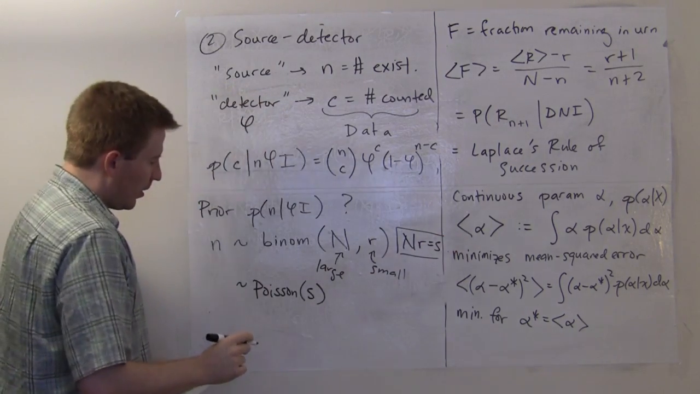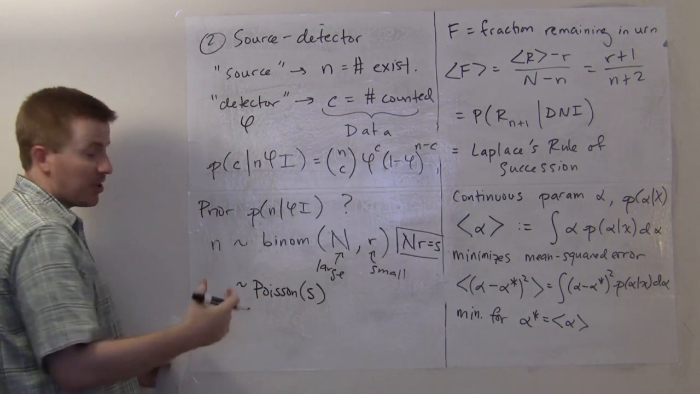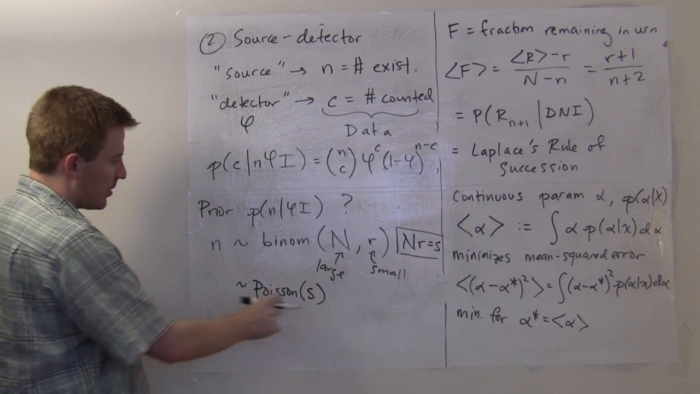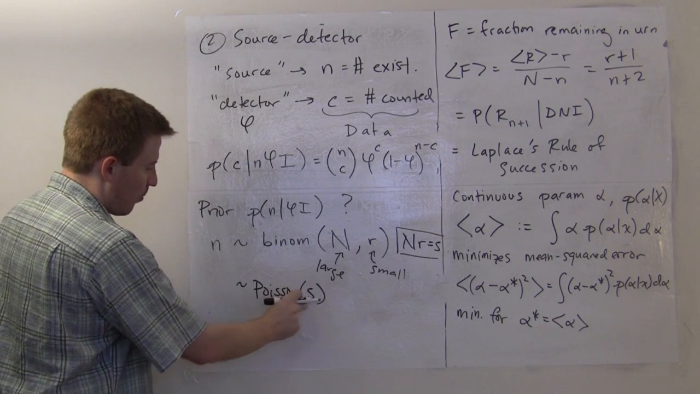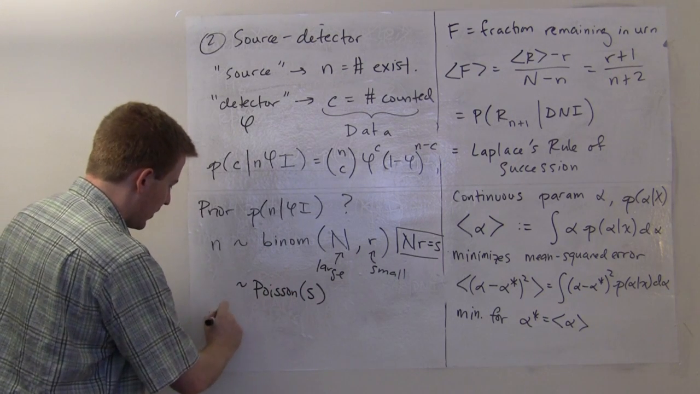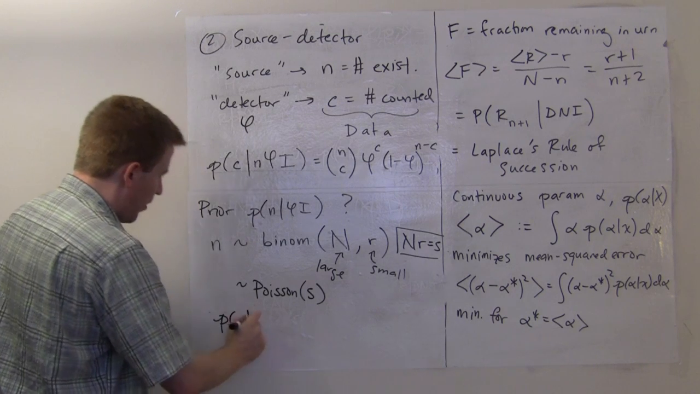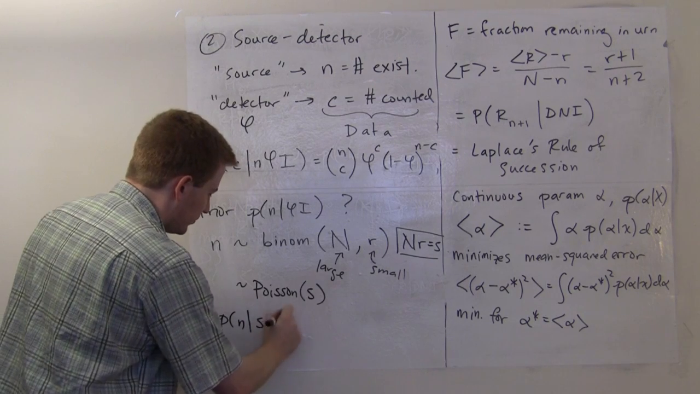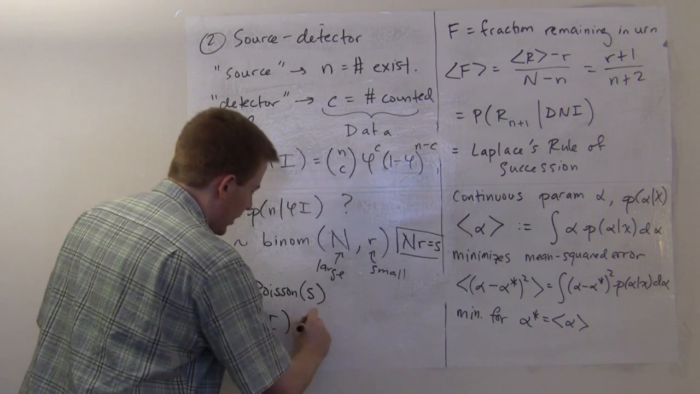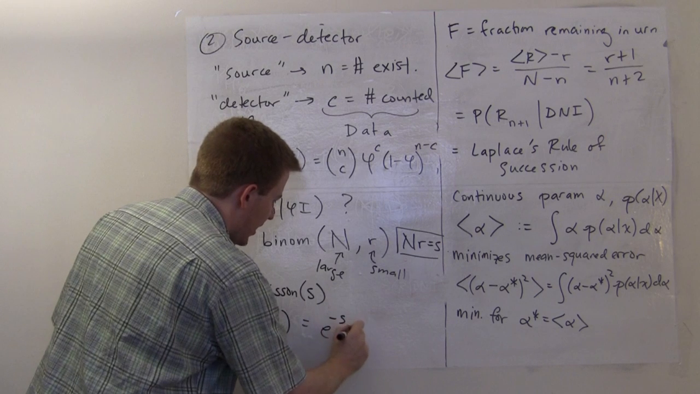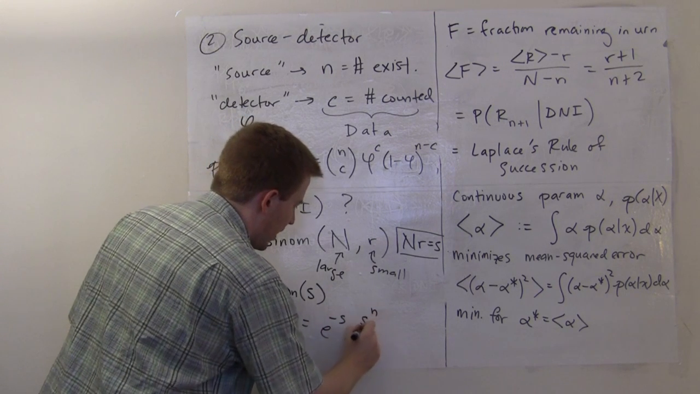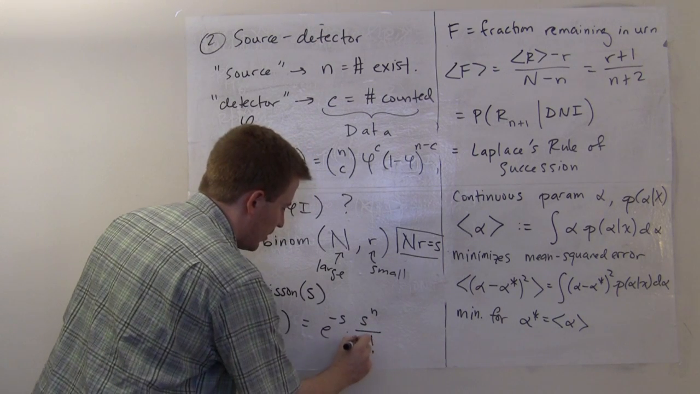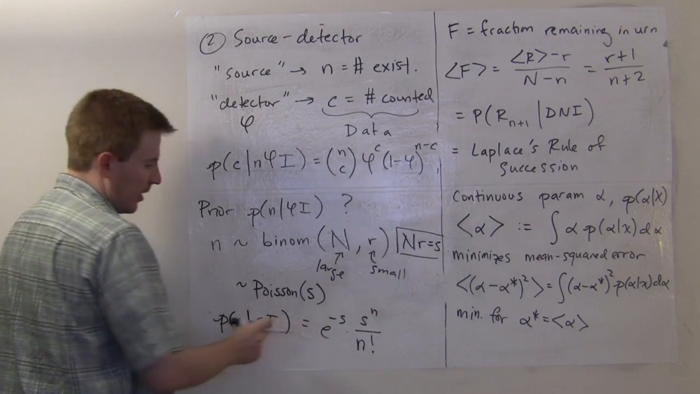Okay, so the Poisson distribution is a very useful distribution to have at our disposal. It's a distribution on the integers with this one parameter s, and what it means is that the probability of getting n of them, conditional on s, is e to the minus s times s to the n over n factorial. So that's just the Poisson distribution as a function of little n.